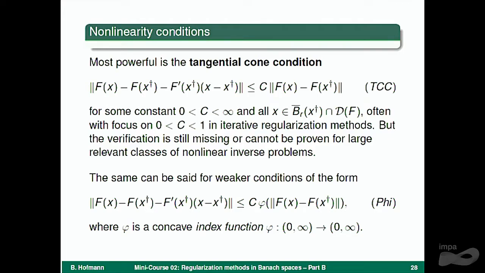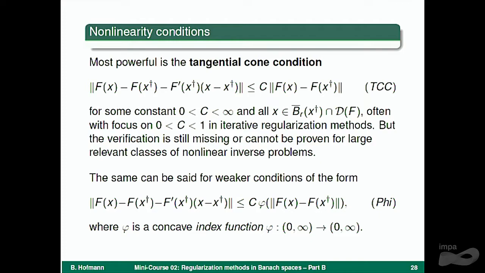And so the next idea is, if this is too strong to satisfy for a practical problem, then maybe you can have a concave function, for example, a power phi of t is t or square root of t.